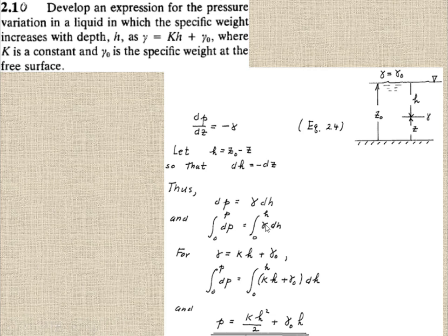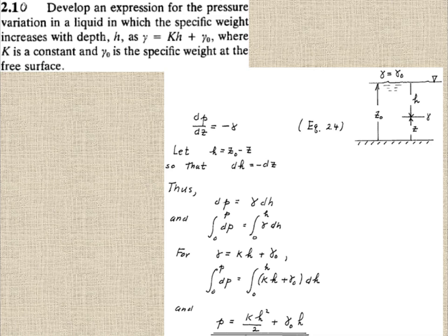Since gamma is not constant, it is variable, so we cannot take it out, so we are taking it as a function. So we replace gamma with a given function kh plus gamma naught, and then we took the integration, and finally we end up with the equation of pressure depending on height h, when the fluid has a specific weight varying. Based on that we can calculate the pressure.